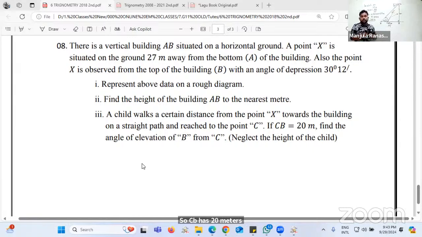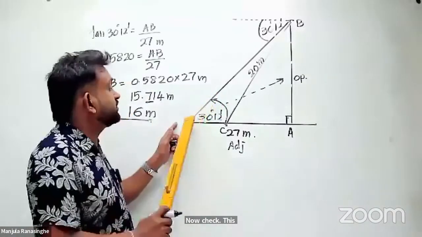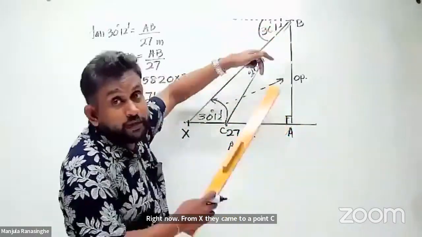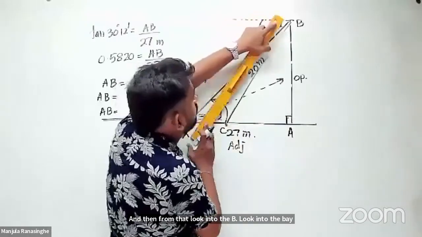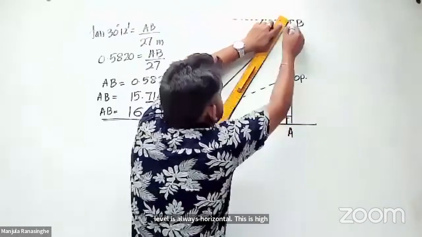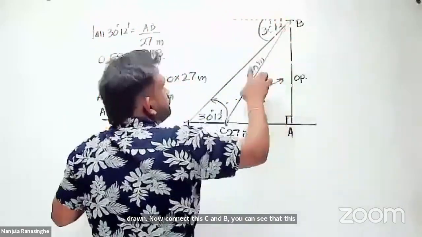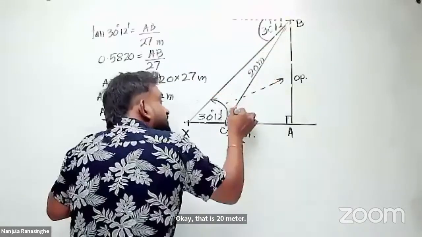Now check the angle of elevation of B from C. From X, the child came to point C, and from there looks at B. The eye level is always horizontal; this is the eye level already drawn. Now connect C and B. You can see this is the connecting line, 20 meters CB length. They are asking the elevation of B from C, so this is theta.